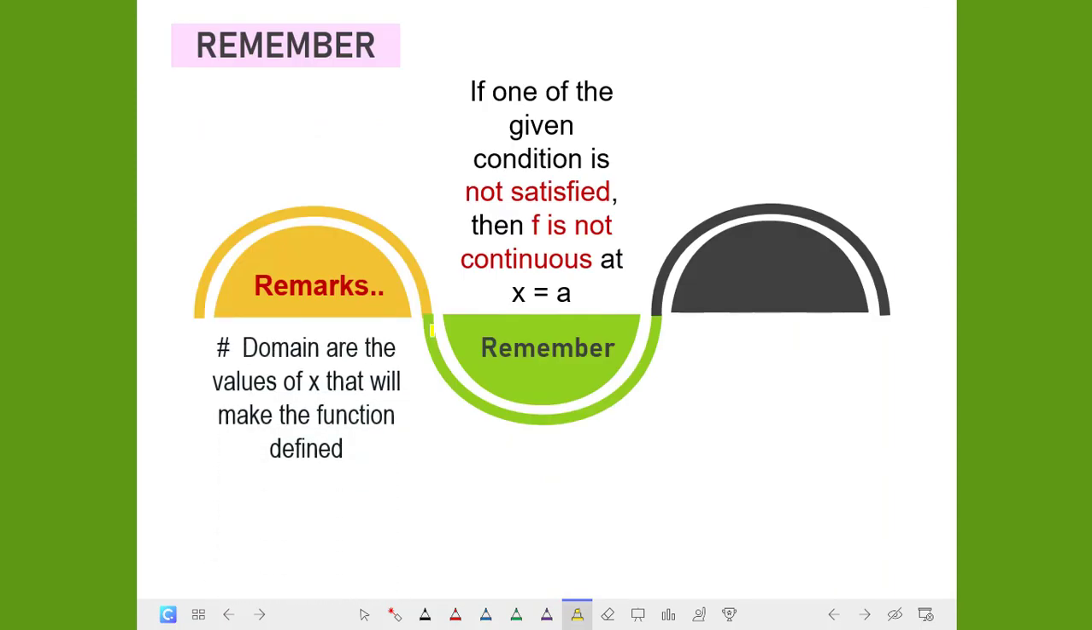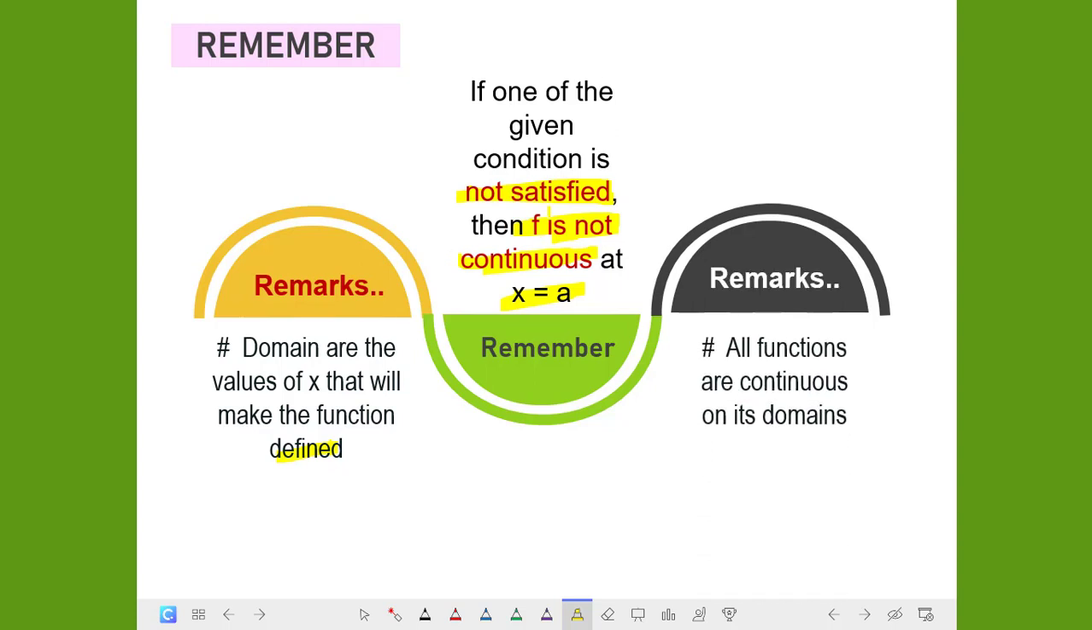Remarks: the domain is the set of values of x that make the function defined. If one of the given conditions is not satisfied, then f is not continuous at x equals a. Just now we had 3 steps. If the first step is not satisfied, we stop and conclude the function is not continuous. And all functions are continuous on their domain.